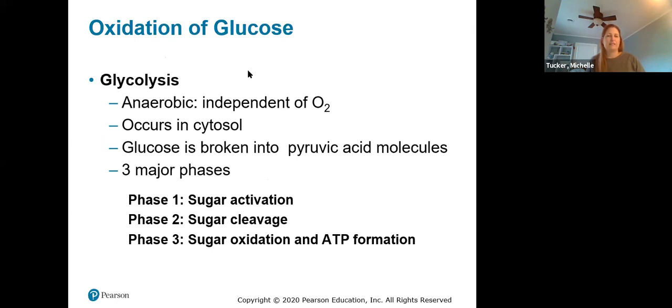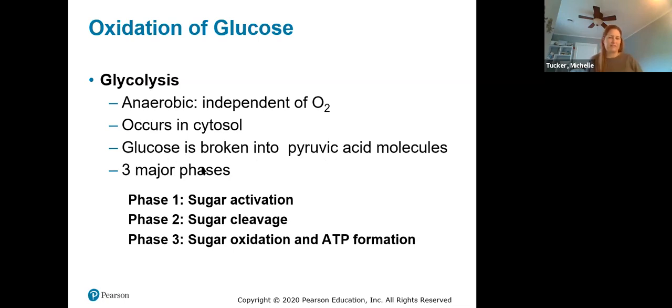So glycolysis is anaerobic, meaning that it does not require oxygen to occur. Oxygen can be present, but it is not needed. So glycolysis is going to occur independent of oxygen and does not utilize oxygen. It occurs in the cytosol, and glucose is broken into pyruvic acid molecules. So these are 3 carbon molecules.